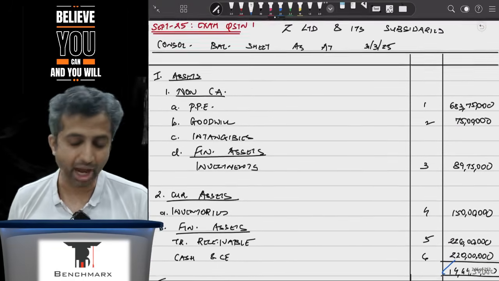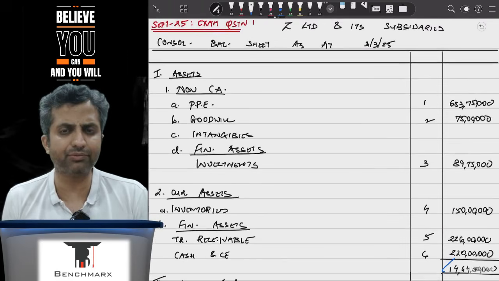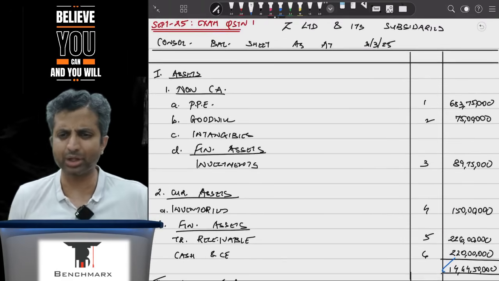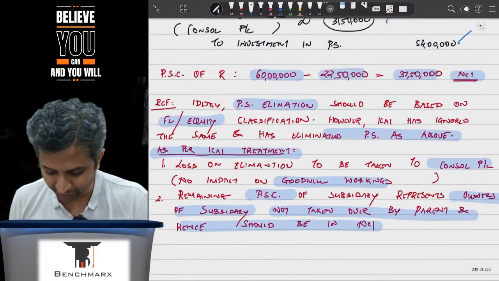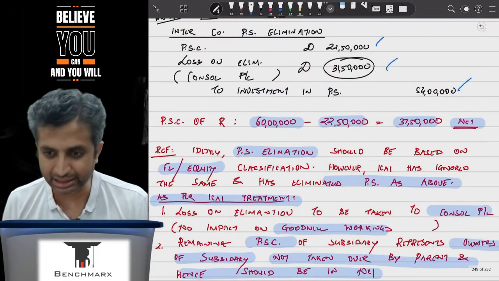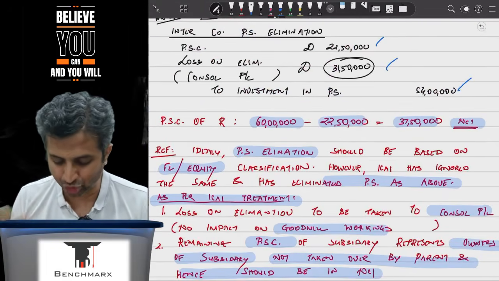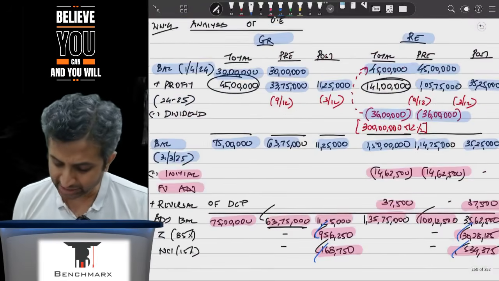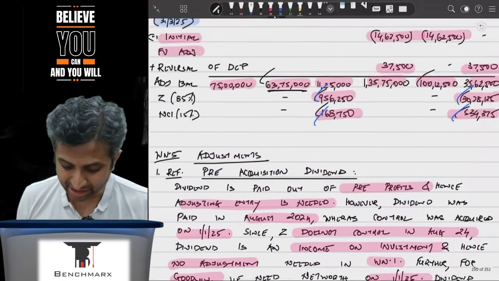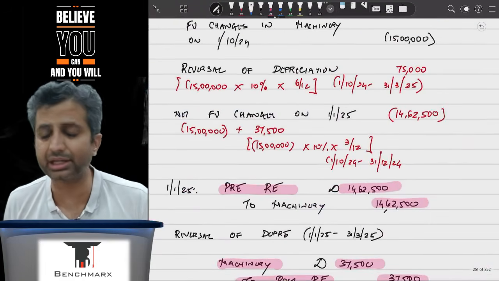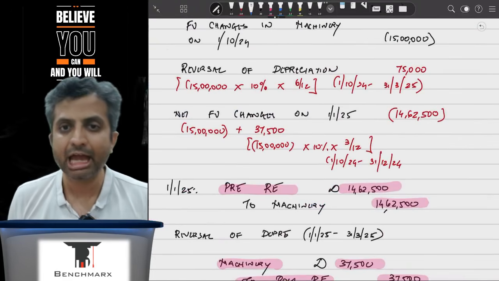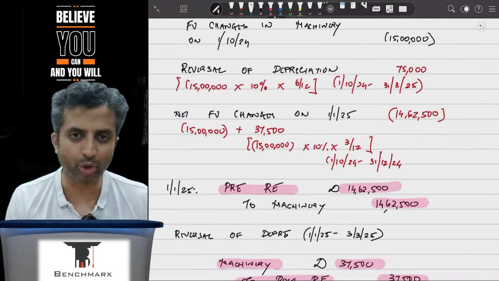So I'll just share this with you on the Telegram channel as well, along with the reference notes. Just forgive my handwriting, I've just written it in a bit of haste, but hopefully you should be able to understand the essence of the treatment. You don't obviously have to write these reference notes. So this is our solution, which exactly reconciles with the institute solution as well, and hopefully this helps you in your overall preps.